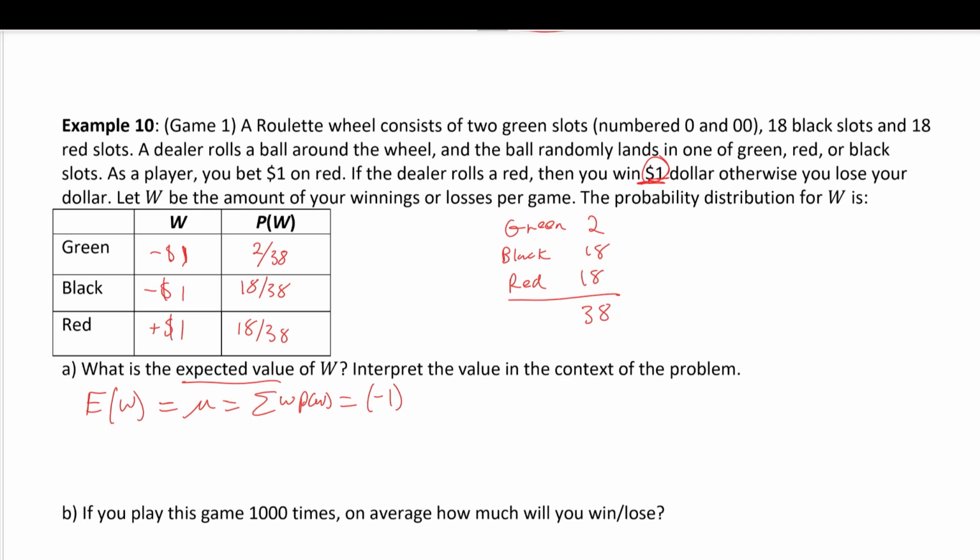All right, so we have -1 times 2 out of 38, plus -1 times 18 out of 38, plus a +1 times 18 out of 38. You could run that through your calculator if you like. But if you notice, the very last two terms are exactly the same, except one is negative and one is positive, so they cancel out. And we're just left with the following. Negative 1 times 2 divided by 38 is negative 2 over 38.